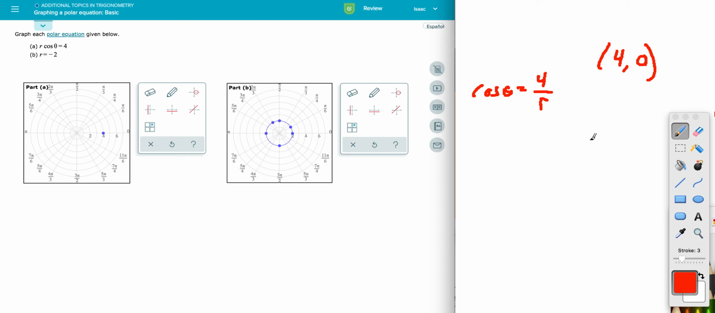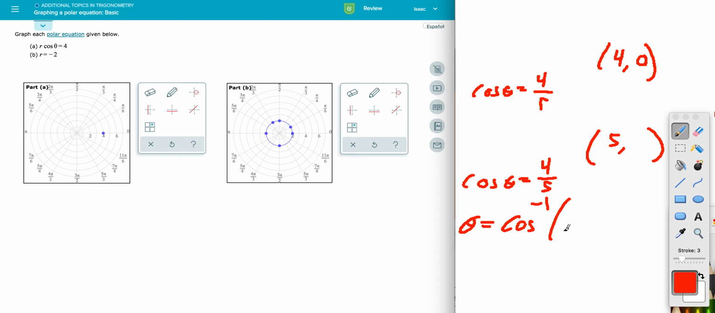So let's try plugging in a different value, something that'll work for cosine. Let's plug in just 5. We'll get a decimal value here, okay? So if you plug in 5 for r, to find out what theta is, we can use our old friend cosine. Inverse cosine is what I should say.